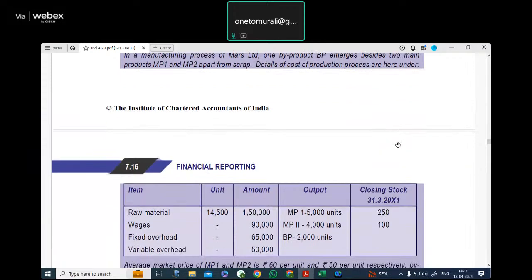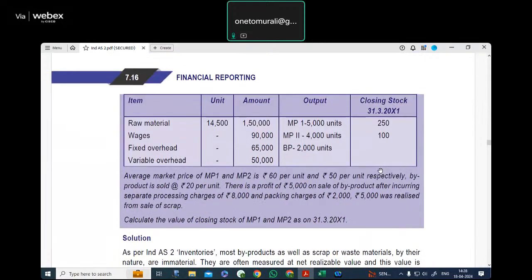Raw material 1,50,000, MP1 5,000 units, closing stock 250. Wages 90,000, MP2 4,100. Fixed overhead 65,000, BP 2,000. Variable overheads 50,000. Average market price of MP1 and MP2 is 60 per unit and 50 per unit respectively.